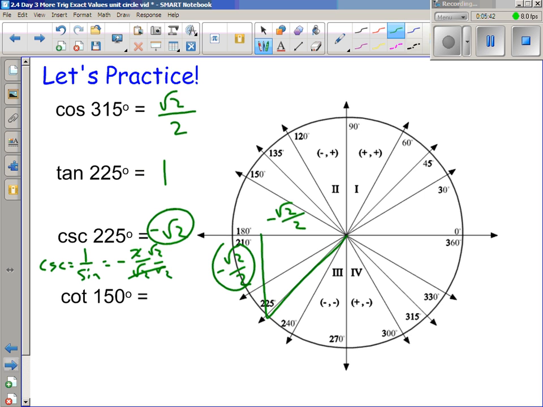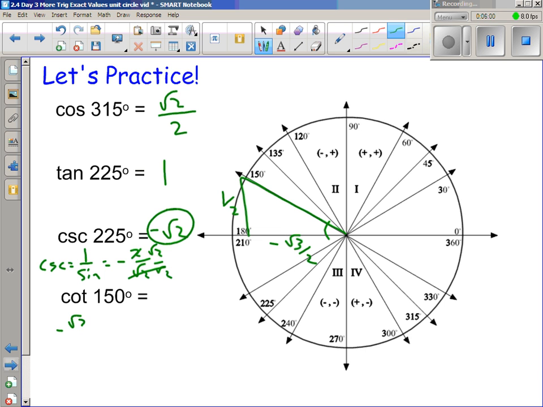And for cotangent of 150, that's going to be this 30-degree reference angle, a negative root 3 over 2 for cosine, and a positive 1/2 for sine. Cotangent's the reciprocal, or adjacent over opposite, for tangent. So negative root 3 over 2 times the reciprocal of 2 over 1. 2's cancel, you get negative root 3.